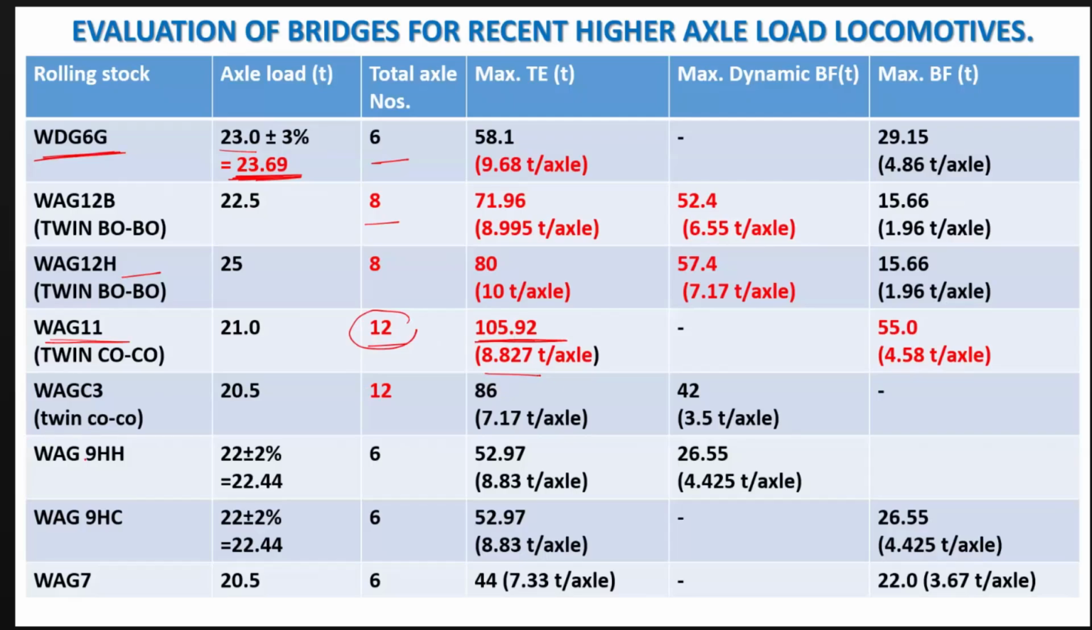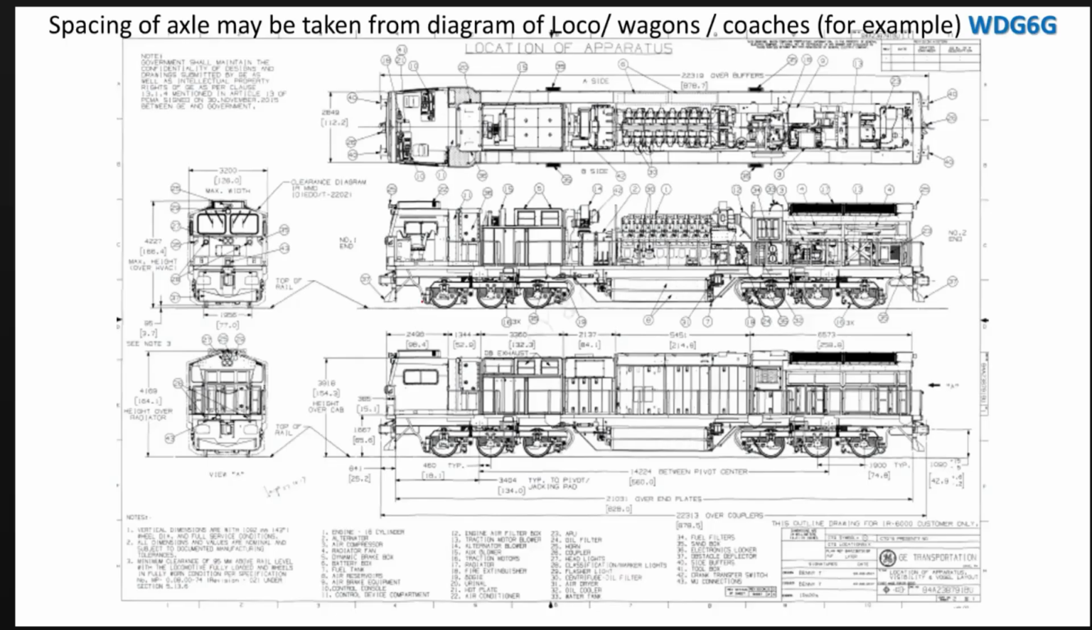So this is WAG6, WAG9, WAG7. So highest, I feel, is this 8.2, and this is the 10 ton WAG12H, the heaviest load. These locos now need a speed certificate, or we are checking for that. So we will discuss one of the solved examples.